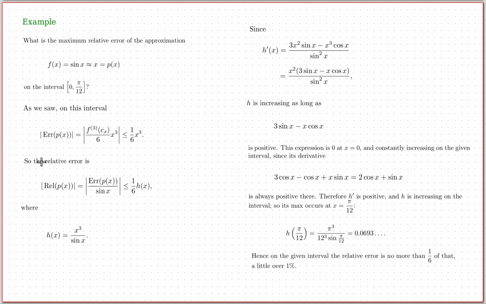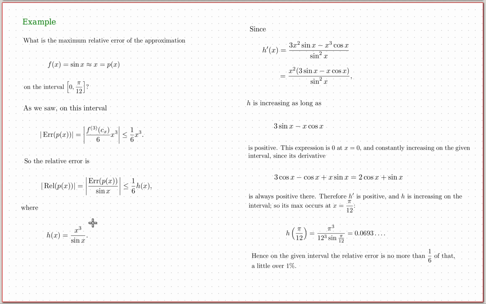The relative error is simply the absolute error divided by the true value of the function sine x. So I'm going to write this as 1/6 times h of x, where h of x is this function x cubed over sine x. Now we have to do some slightly painful analysis of this function. What we want to determine is where does this function reach its maximum, right? That would represent the worst case scenario for the relative error. So where does h hit its maximum?